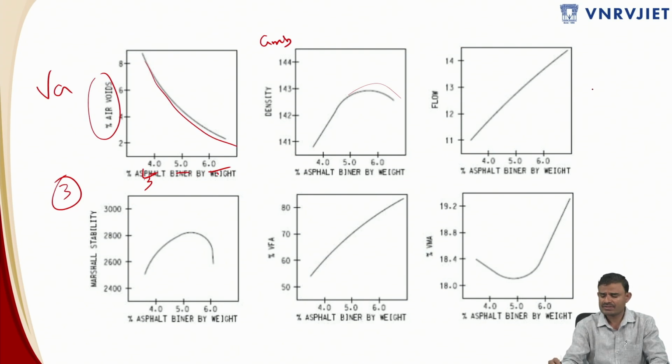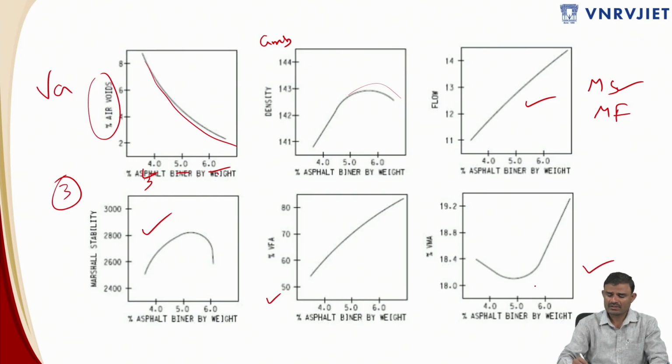This test we will be discussing in the further classes, where you have to conduct the Marshall test on the specimen, where you will get the Marshall stability, and then you are going to get the Marshall flow. So this graph and this graph you will come to know after conducting the Marshall test. And VFA, just now we have calculated VFA, and this is VFB, voids filled with bitumen or voids filled with asphalt. So these 4 graphs are already known to us, these 2 and these 2.